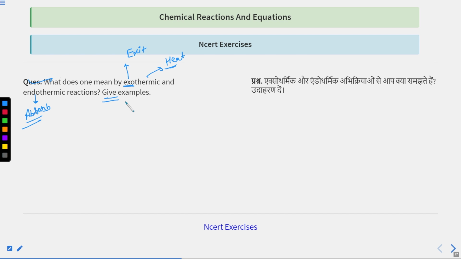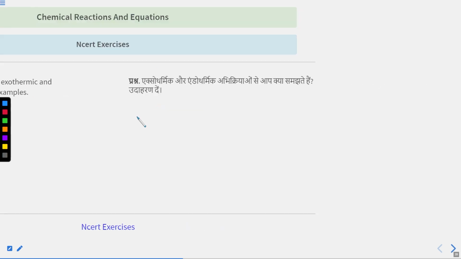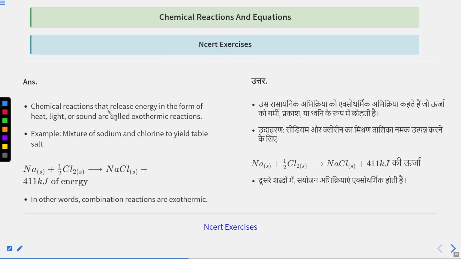The question is asking for examples. Generally, combination reactions are exothermic. Generally, decomposition reactions are endothermic reactions. You know, decomposition reactions are called the opposite of combination reactions. Next, let's see the answer to this particular question.